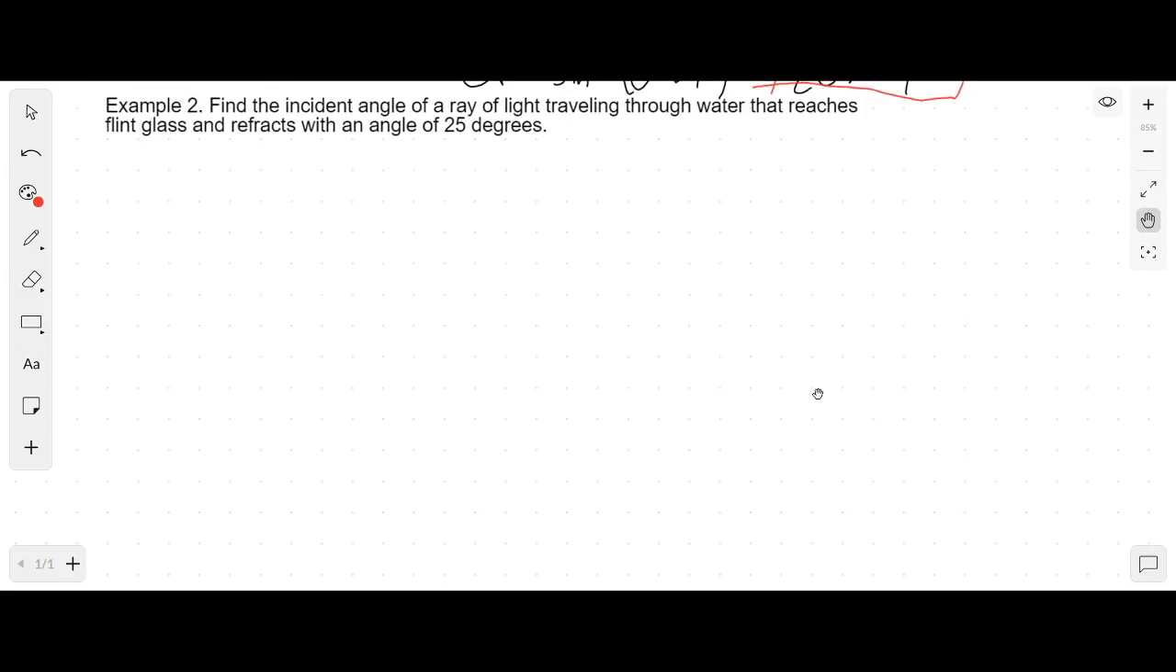Now example 2 says find the incident angle for a ray of light traveling through water, that's medium 1, and reaches flint glass, and refracts with an angle of 25 degrees. Now every word in this question is important because it tells you pieces of information. This says it refracts with an angle of 25. In our first example, it said that it was incident with an angle of 35.